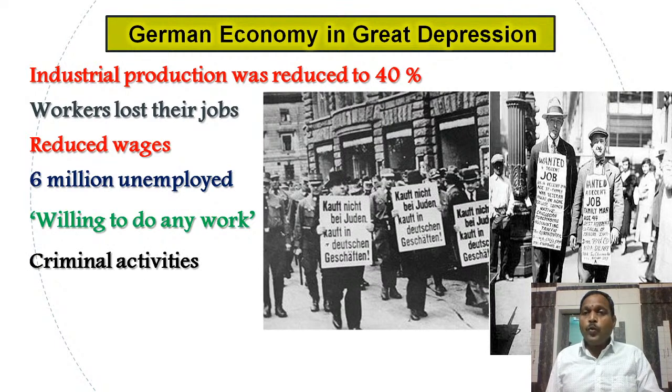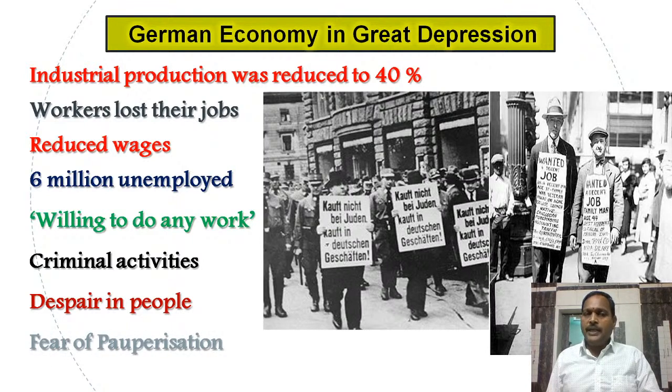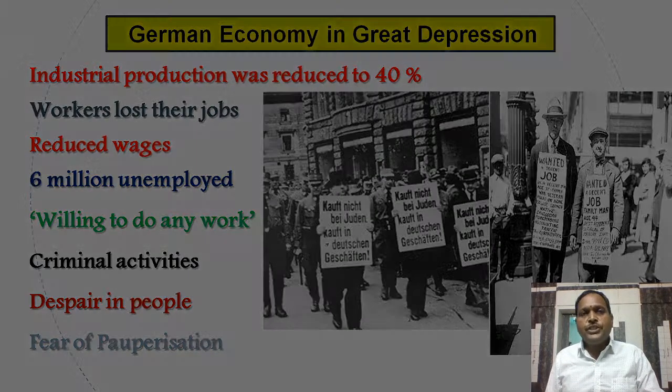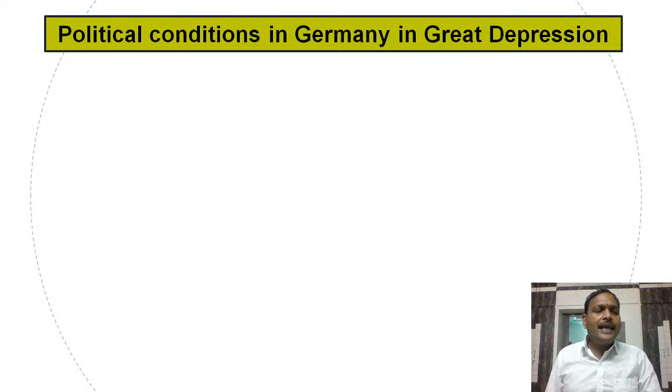So they turned to criminal activities also, which resulted in social unrest in Germany. And people were in despair. They felt they would not come out of this Great Depression. Many people feared pauperization. They might lose their jobs, their assets, their properties, and there was a fear of pauperization in Germany. Next, what were the political conditions in Germany during the Great Depression?